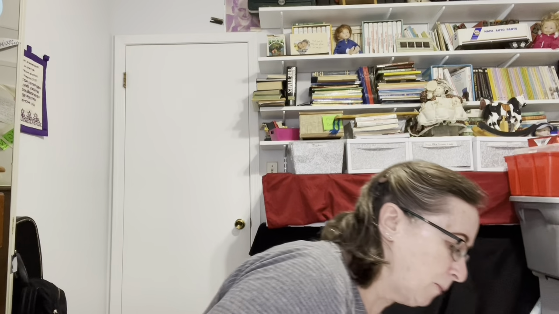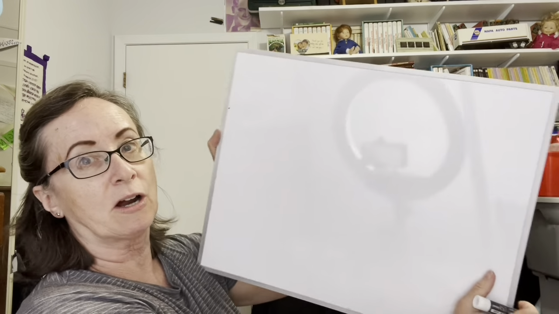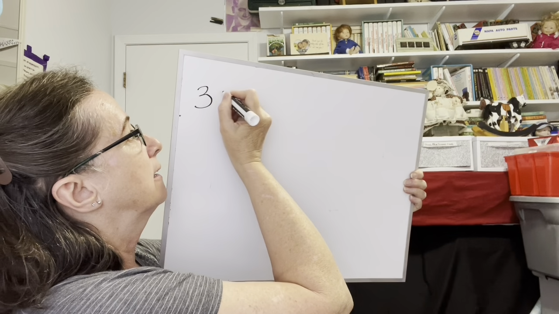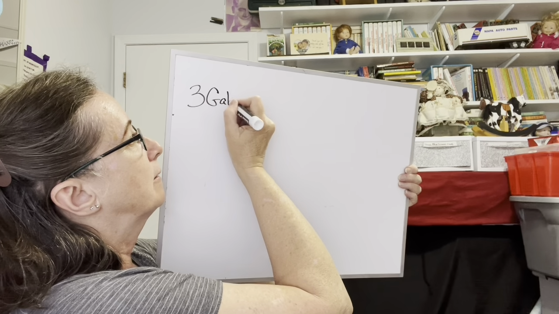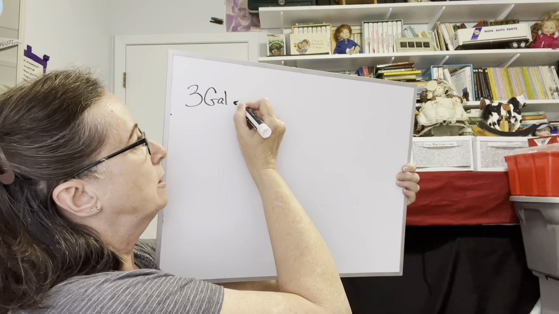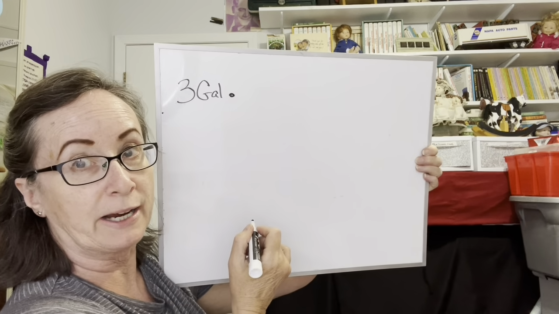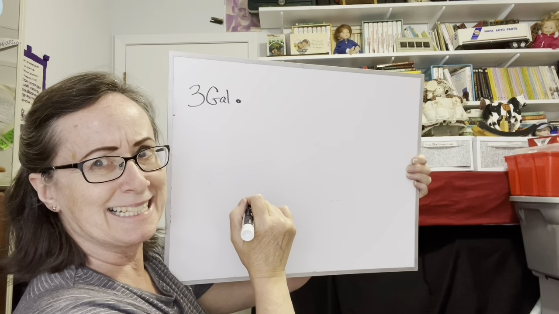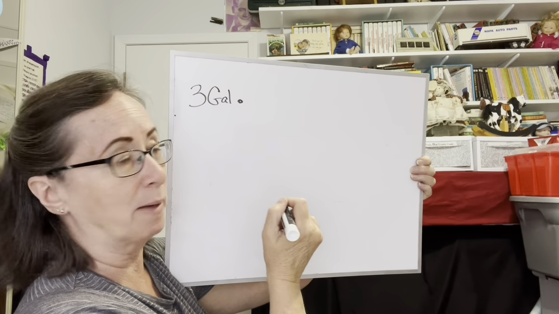For this, I'm going to get my really big board because I want to be able to go all the way across the board, so that you see one connected. We're going to start with 3 gallons. Now I'm going to multiply. I'm going to use unit multipliers or conversion factors to get there. I know I want to get to something really tiny. I want to get to cups.